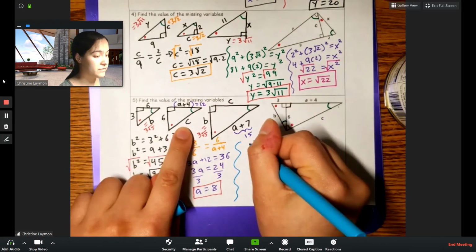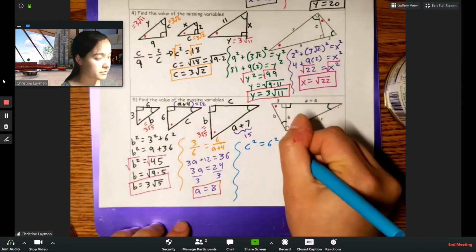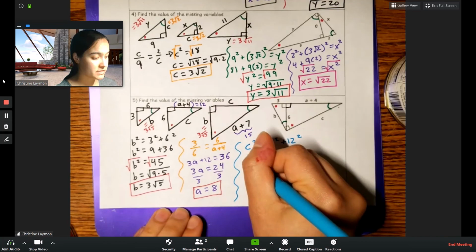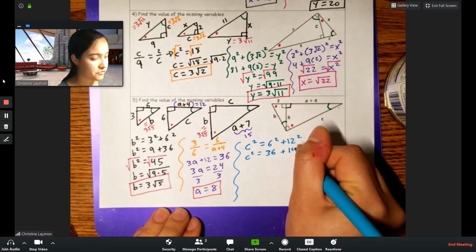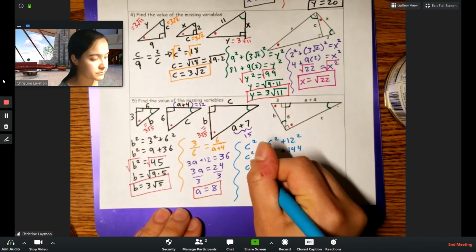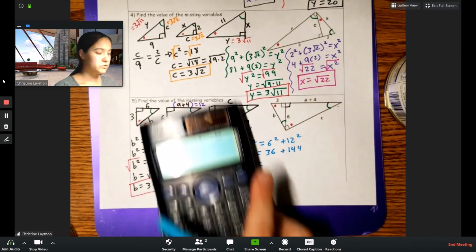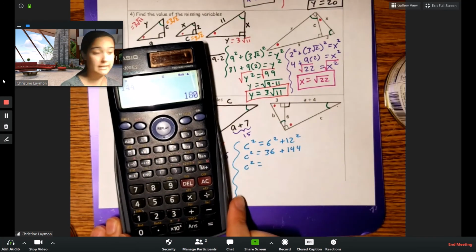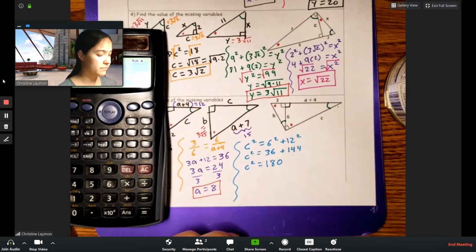I have c squared equals 6 squared plus 12 squared. So I have c squared equals 36 plus 144. And I'm going to go ahead and put them together. So I have here 144 plus 36 to get 180. So c squared equals 180. I'm going to go ahead and take the square root of both sides.